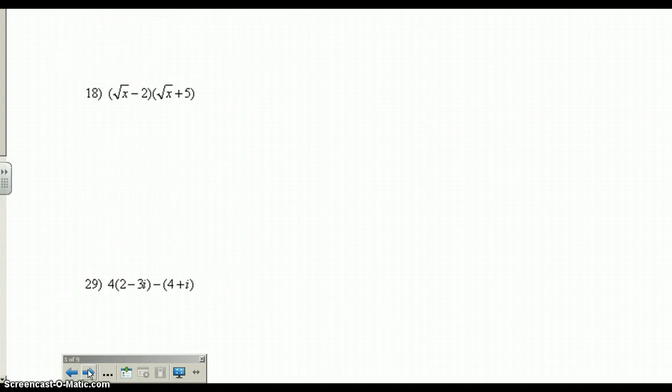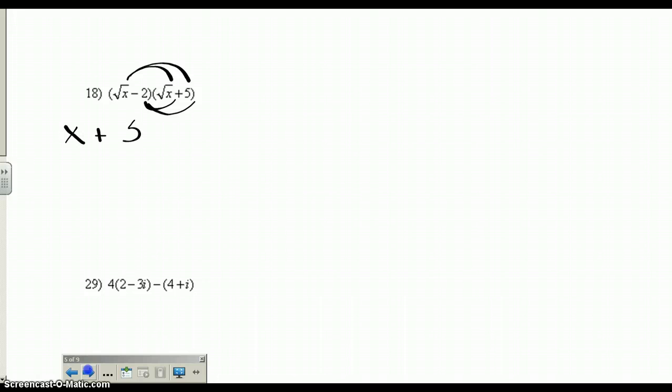Okay, let's flip over. We are looking at number 18, on the bottom right of that page. Multiplication here. A lot of people just multiply the first times the first and the last times the last. We have to distribute, guys. Okay, it's a binomial times a binomial. The square root of x times the square root of x is just x.